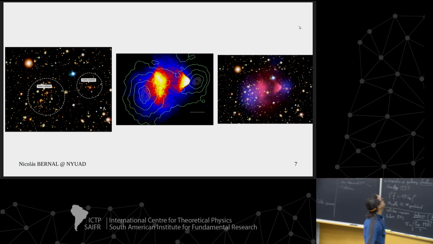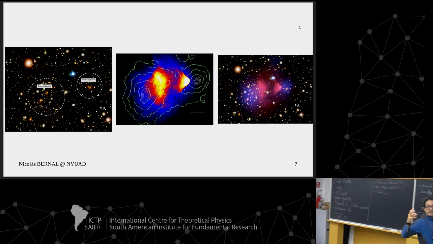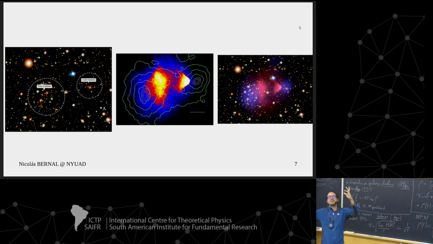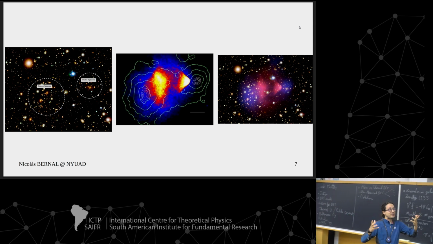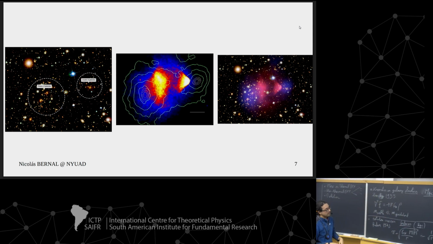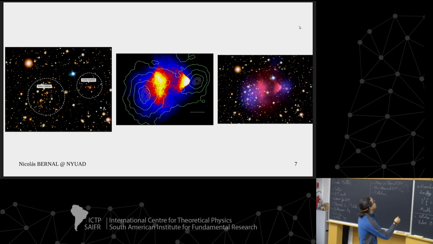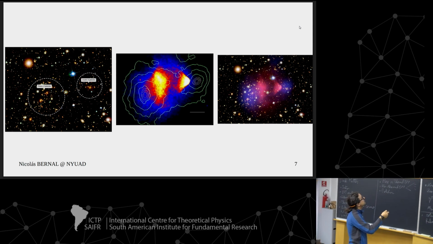Maybe you have already seen this image of the bullet cluster. The idea is you have actually two clusters. They collide, right? They went one through each other. And the image here is the cluster after the collision. So that's what you can see. These are just scattered galaxies, right?